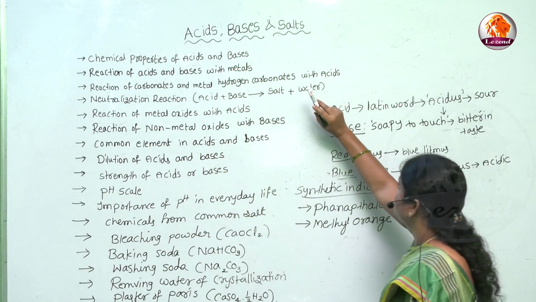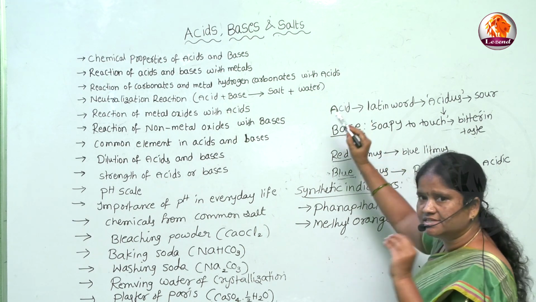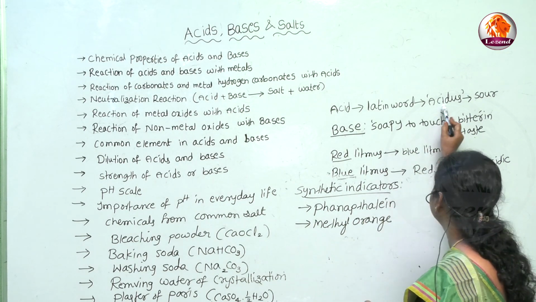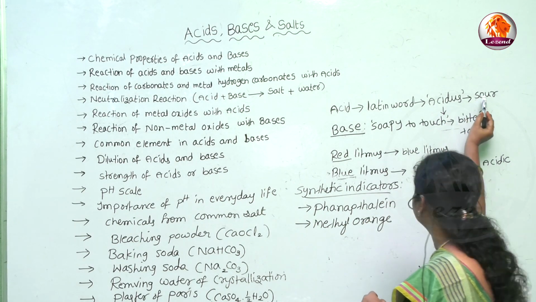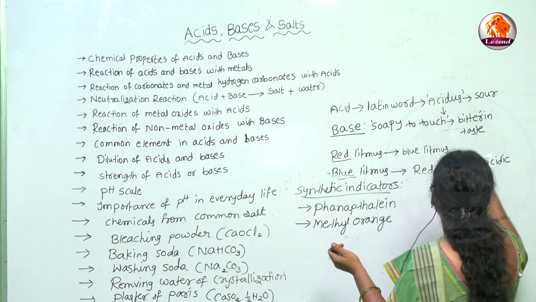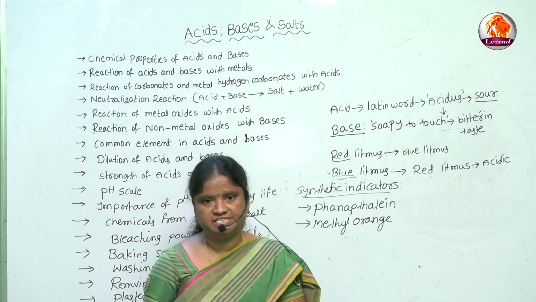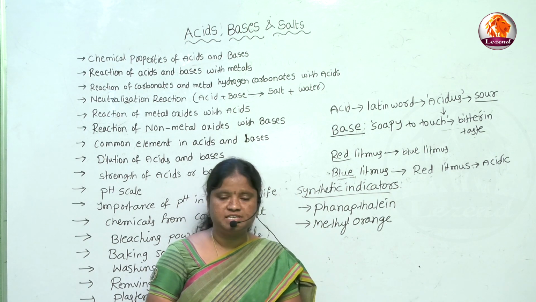Before going to that, what do you mean by acid? Acid is a word derived from the Latin word. What is that Latin word? Acidus. What does acidus mean? Sour. Acidus means sour. Generally, any substance that is sour in taste, we define as acid.